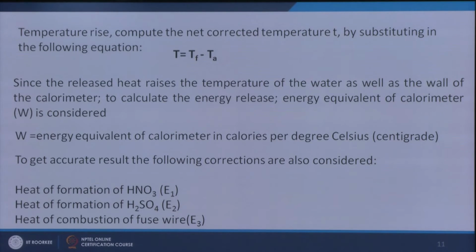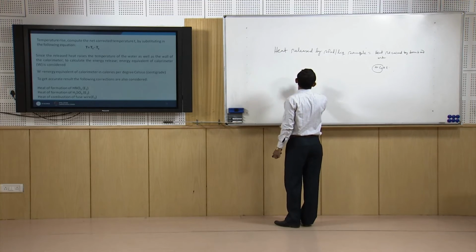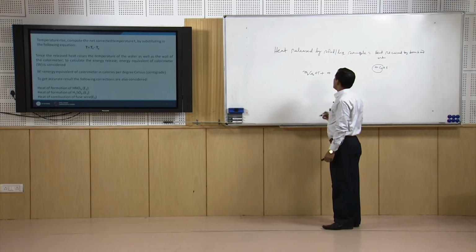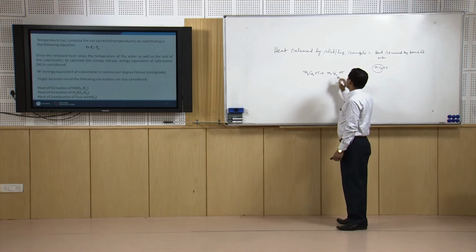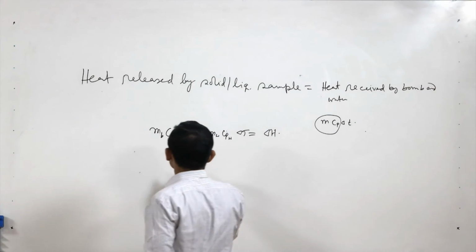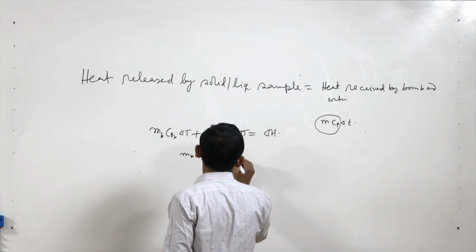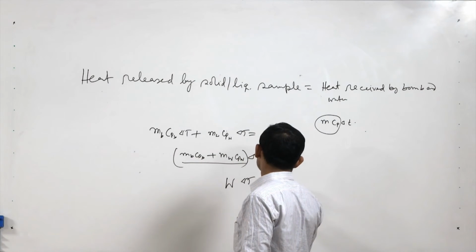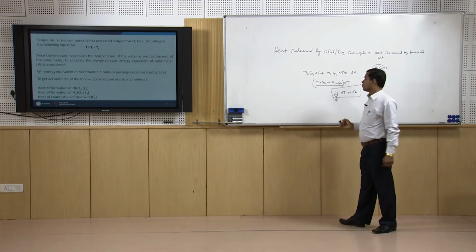And then what is our m Cp? Say we have m of the bomb into Cp of the bomb, into del T, plus m of the water in the bucket, Cp of the water in the bucket, into del T, that is equal to del H which is received by the bomb and the water in the bucket. So, that is equal to, we can write (m_b Cp_b plus m_w Cp_w) into del T. So, this is equal to say W del T equals del H. This is the relationship which is used. This W is called the water equivalent.